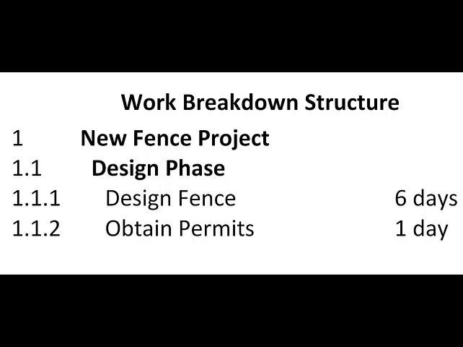Okay, let's begin by looking at a work breakdown structure for a new project. This is building a fence. Let's look at the numbering system and the way the work breakdown structure is laid out because that's going to affect how we do our network diagram. First, you can see that the project itself is numbered with 1. Okay, its first phase, the design phase, is numbered 1.1.